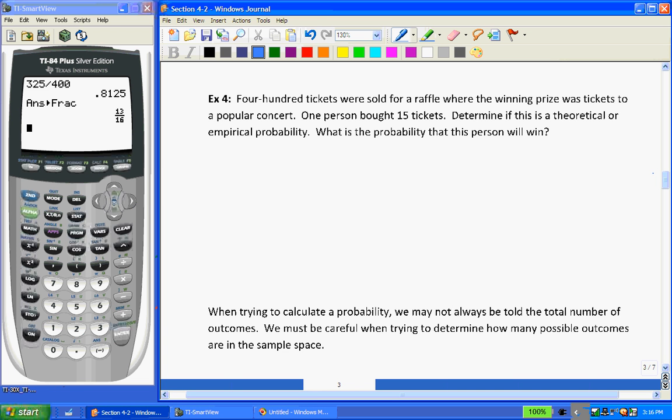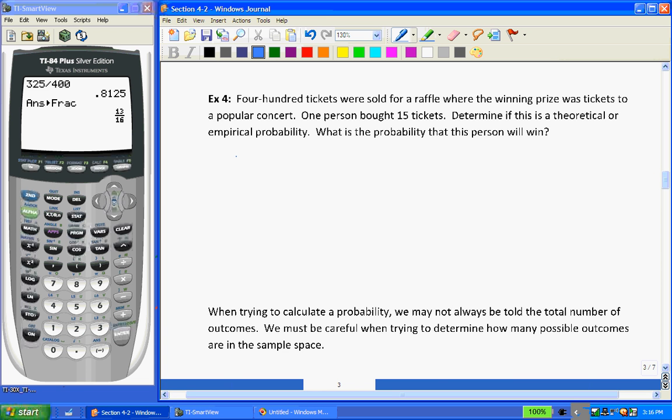Now, although the event has happened that the tickets were sold, that's not what we're interested in. What we're interested in is whether we win or not, or whether this person wins or not. And since that hasn't happened yet, we're going to assume that this is a theoretical probability. We're going to try to predict what happens based on theory. As we mentioned before, we're going to assume that each ticket has an equal chance of winning, meaning there's not some bonus ticket or anything to skew our results.